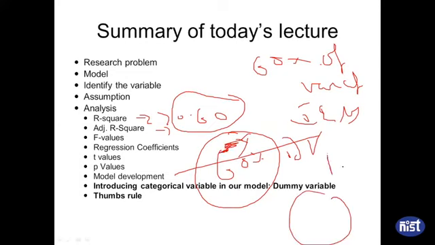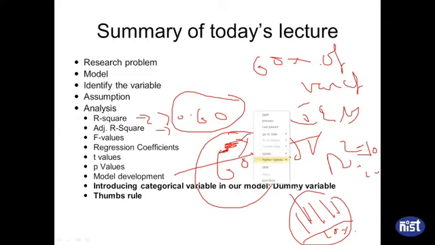If R square is 10%, what does it mean, anybody? 0.10, what does it mean? Only this much is explained and 90% is not explained. Do you think it is a good model? I hope not. To be a good model, R square and adjusted R square should be greater than 0.60.